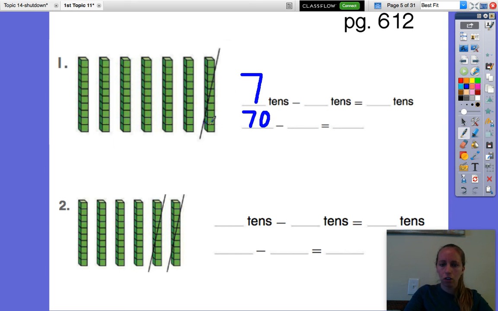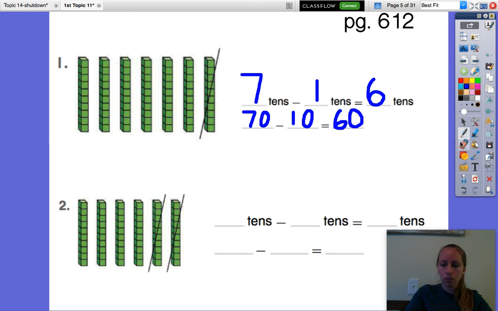Now, how many tens did they cross off? They only crossed off 1 ten, and we know 1 ten is equal to 10. So if we started with 7 tens and we took 1 away, how many tens were we left with? 1, 2, 3, 4, 5, 6 tens. So 7 tens minus 1 ten is equal to 6 tens. And we know that 6 tens is equal to 60. We can check our work by skip counting by tens: 10, 20, 30, 40, 50, 60. Okay, check, we are correct.